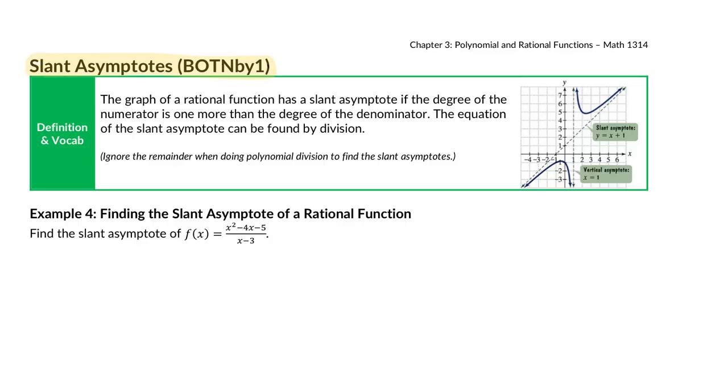Slant asymptotes. Horizontal asymptotes are flat. Slant asymptotes are slanted. A slant asymptote is found only for functions that are bigger on top by 1. The last question on the first page was 3 on top, 2 on bottom. It didn't have a horizontal asymptote, but since it's bigger on top by 1, it will have a slant asymptote. The graph of a rational function has a slant asymptote if the degree of the numerator is 1 more than the degree of the denominator. The equation of the slant asymptote can be found by division. Good thing we practiced division a couple days ago.